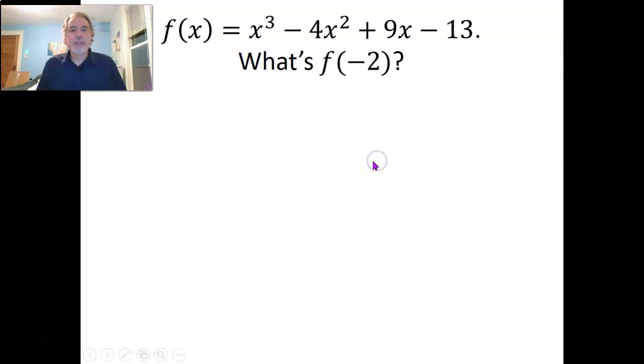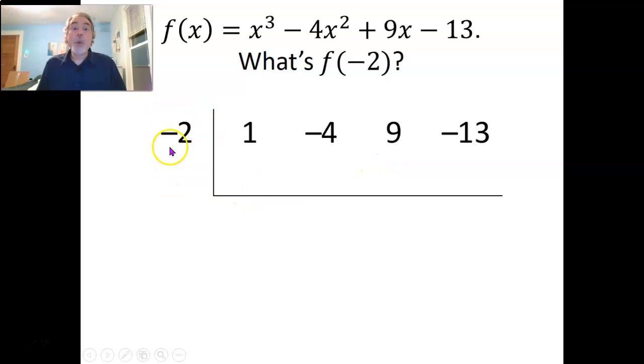In other words, if we set up the synthetic division with negative 2, the number we were plugging in for x, out in front, whatever we get for the remainder, that'll be our answer. That'll be our f of negative 2.